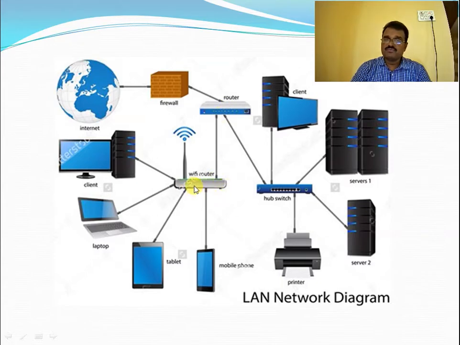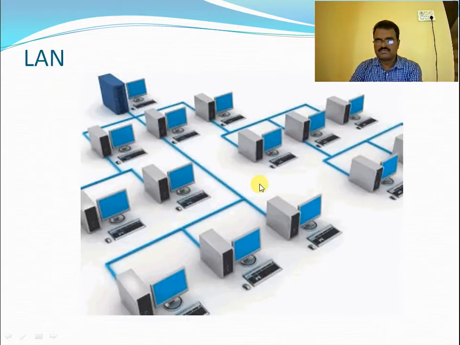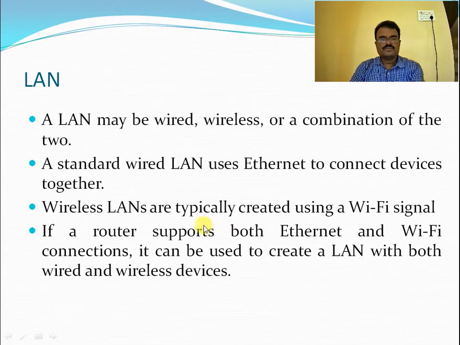Again, this router has 4 Ethernet ports, and it also has Wi-Fi facility. So all the Wi-Fi enabled devices can be connected to this router or the internet wirelessly, and all the devices which do not have wireless facility, like desktop computers, generally do not have any wireless facility, so we have to connect those computers with wire only. So this is a combination of both wireless and wired LAN establishment. If a router supports both Ethernet and Wi-Fi connections, it can be used to create a LAN with both wired and wireless devices.